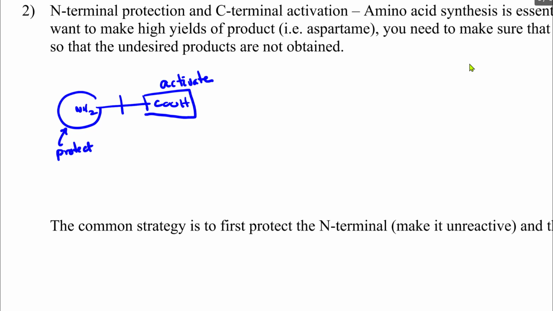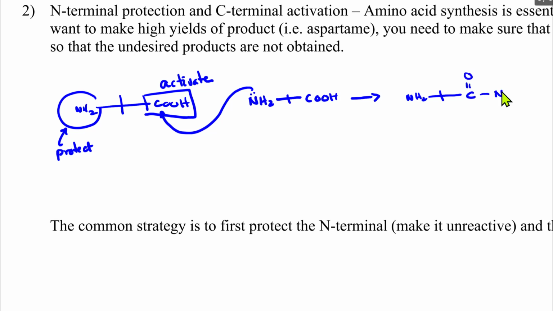So then what you do is you bring in an unprotected amino acid. And then you form the amide bond here. And so what you'll end up with is something that looks like this. Let me draw the structure first. NH2, and then C double bond O, and then this is the peptide bond. It looks like that.